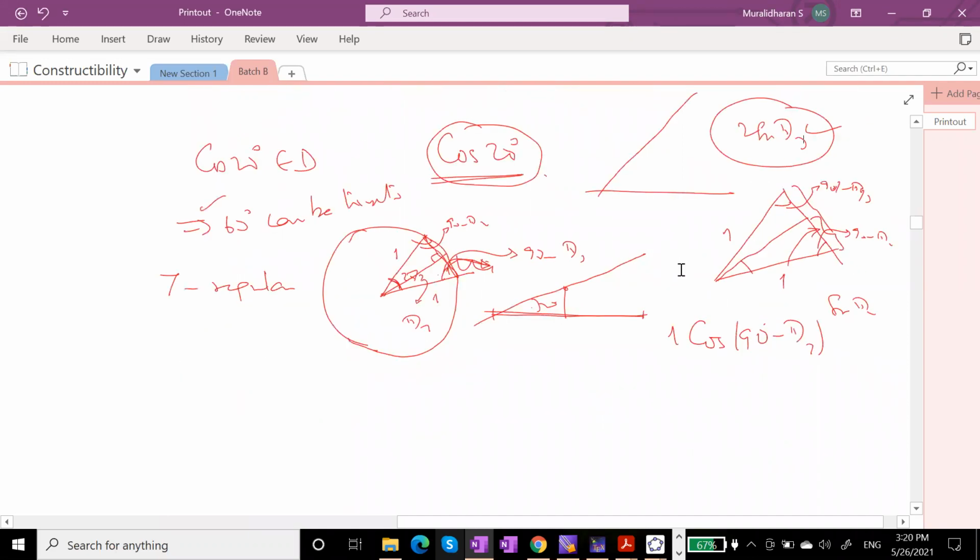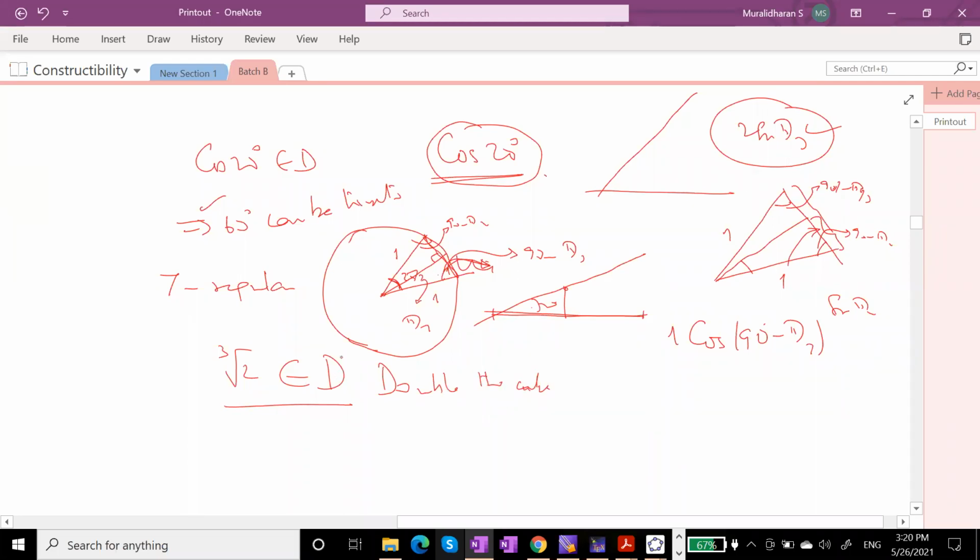Let me check. 90 minus pi by 7. Yeah, that's okay, not a problem. So we can construct it, that's what it would mean. So somehow, if we can show when the cube root of 2 will be constructible, if it is in D, then I could double the cube. Correct? That also will be possible. Somehow, if I can construct that one.